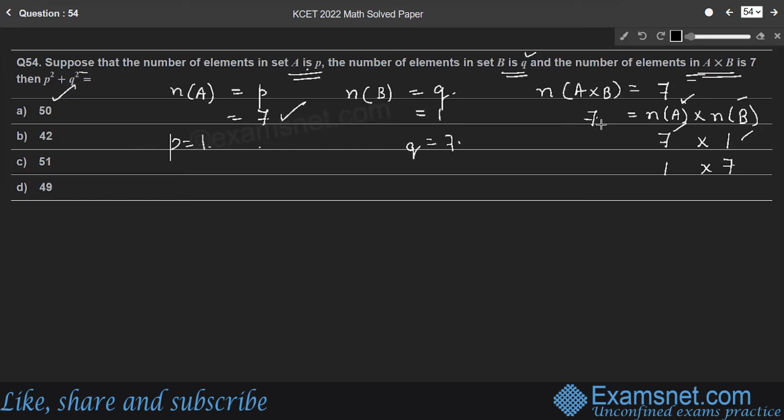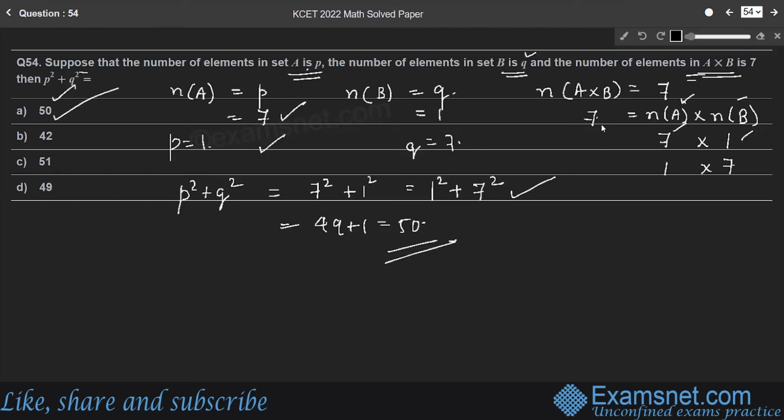So if you consider both ways, P square plus Q square becomes, if you consider P as 7, P square becomes 7 square plus 1 square. Which is equal to, if you consider P as 1, P square becomes 1 square, Q square becomes 7 square. Sum will be same, right? 7 square is 49 plus 1, which is 50. So, for both the values of P and Q, P square plus Q square is equal to 50. Therefore, option A is the right answer. So, P square plus Q square is 50.